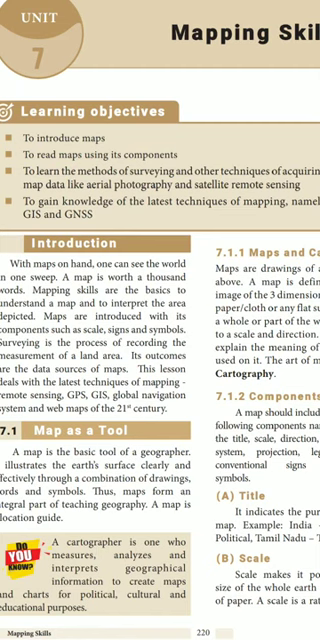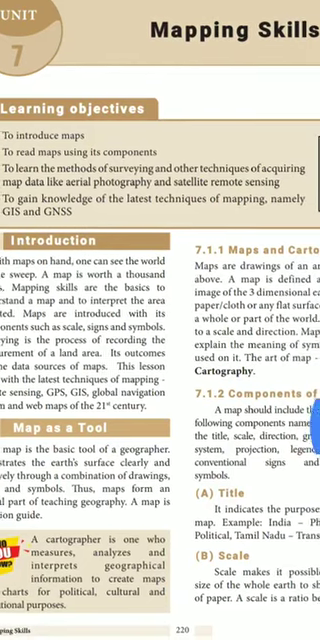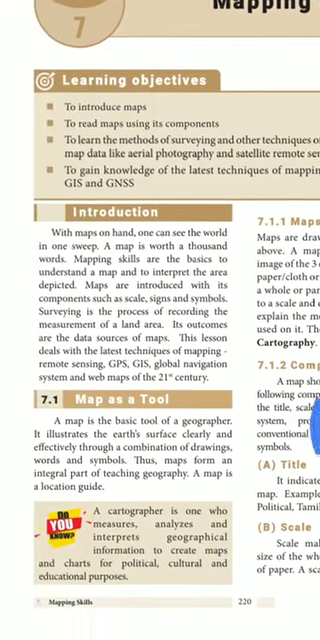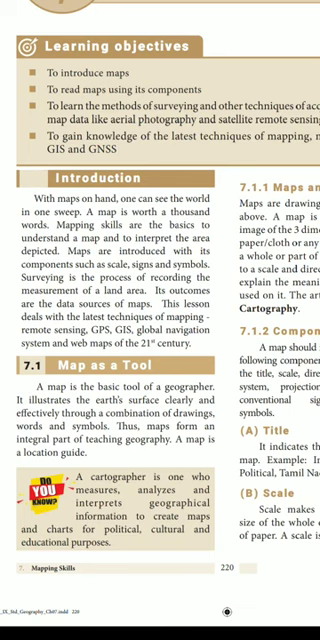Okay, students? Okay, now listen. Here, what are the important objectives of this lesson means? About map, you want to learn. Then read map using its component. Then the method of surveying and other technique of acquiring map data like aerial photography and satellite remote sensing. And to gain knowledge of the latest technique of mapping, namely GIS and GNSS.